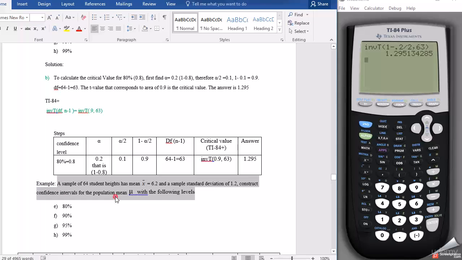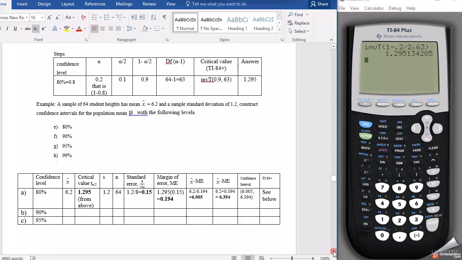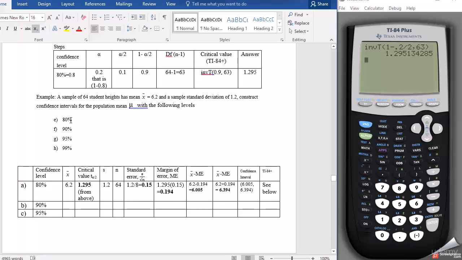Okay, a sample of 64 students has a mean of 6.2, sample standard deviation 1.2. We want to construct the confidence intervals for the population mu with the following levels. So we're going to just give one example, 80% first. Okay, so if you look here, this is the example 80%.